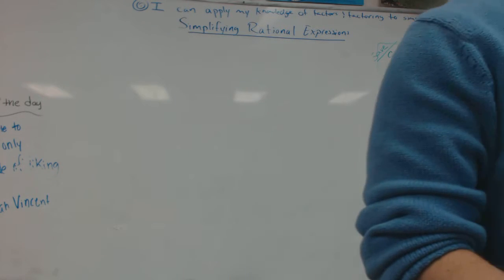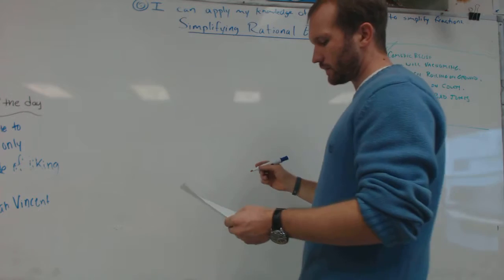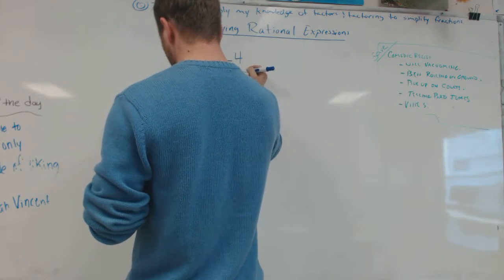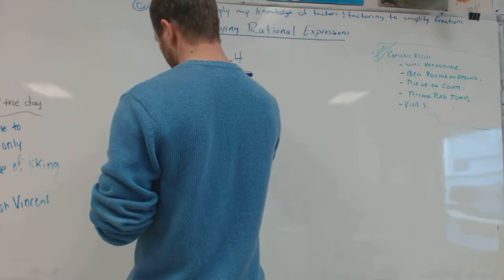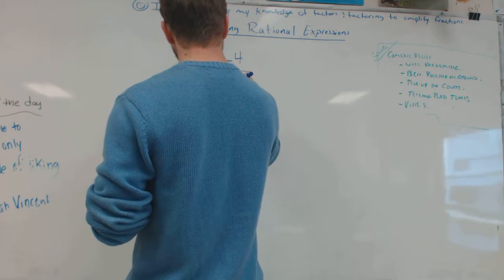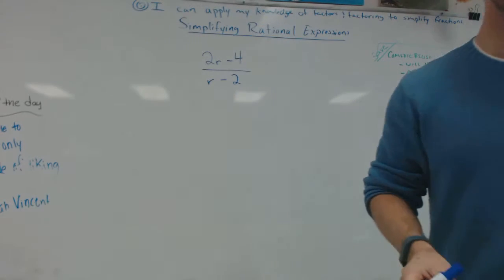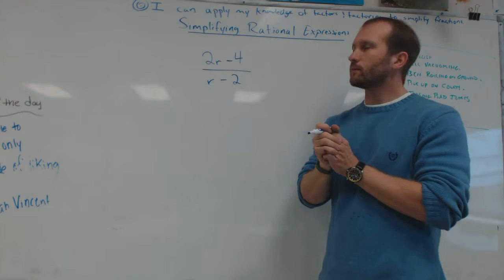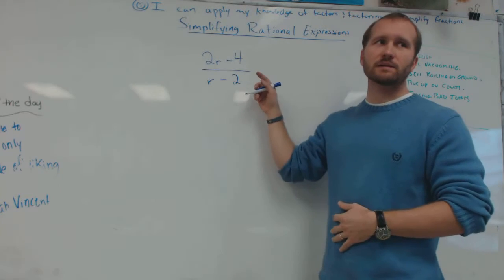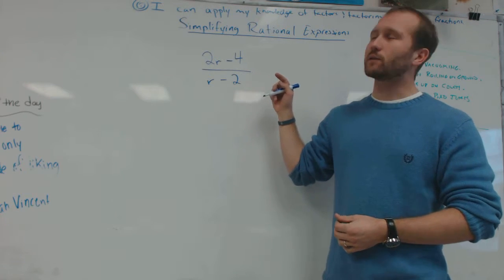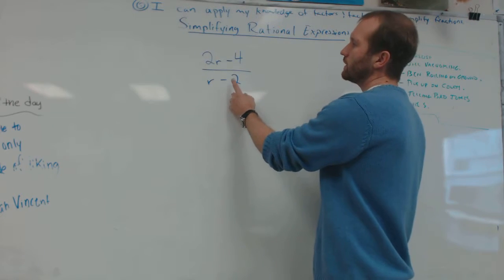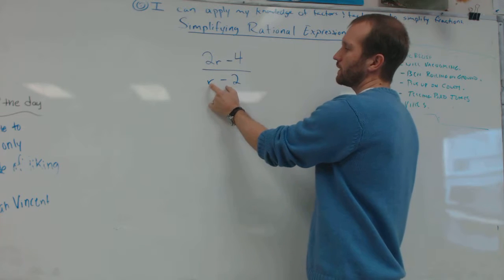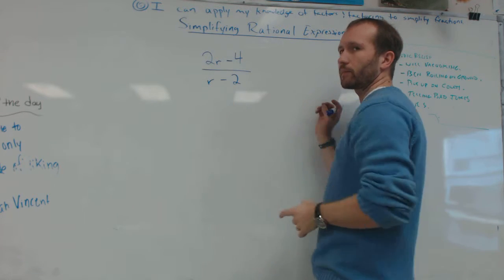Let's do one that's a little bit more complicated. Let's say we had this: 2r minus 4 over r minus 2. The important thing to remember about this is you cannot cancel a 2 from here and here because there's another term here.